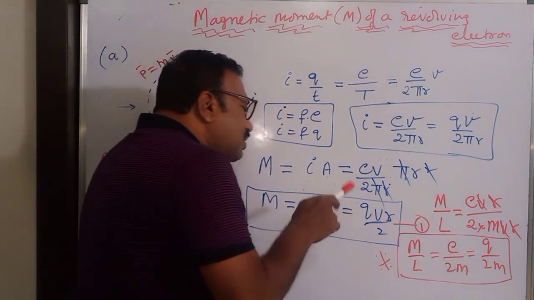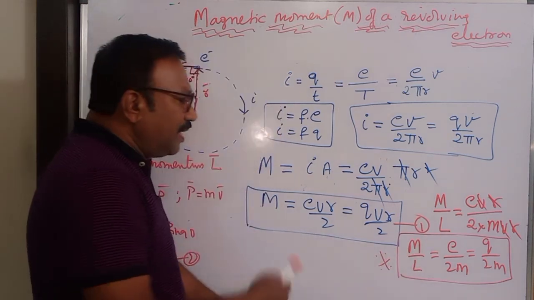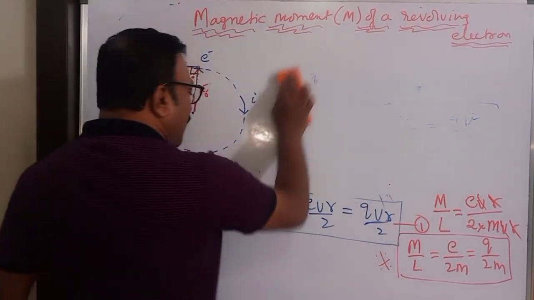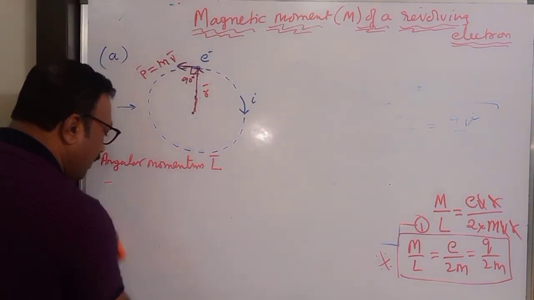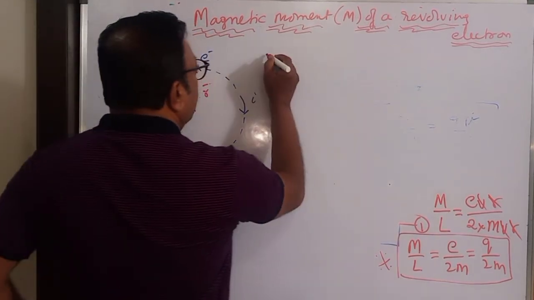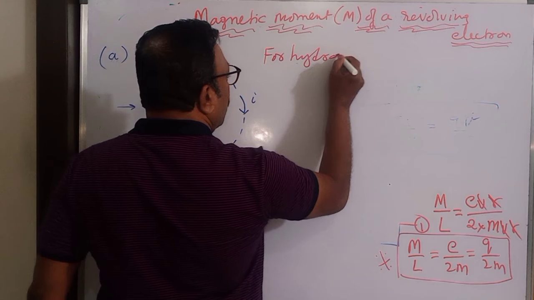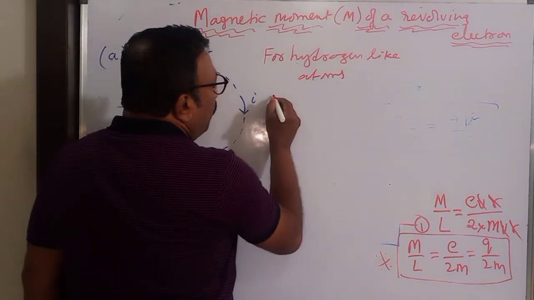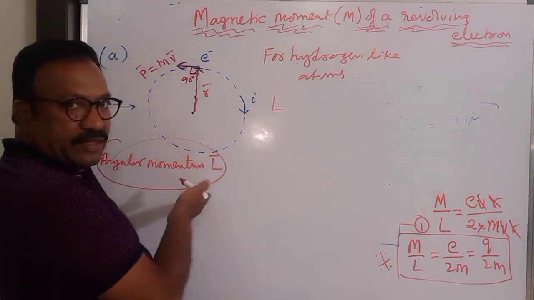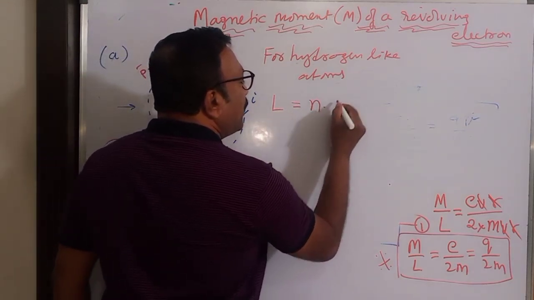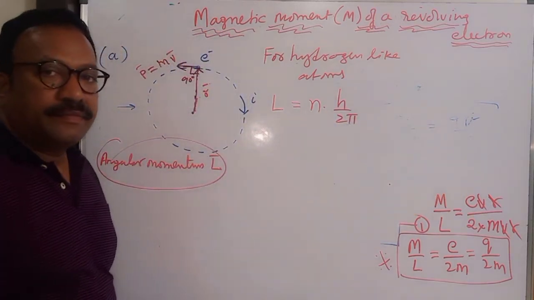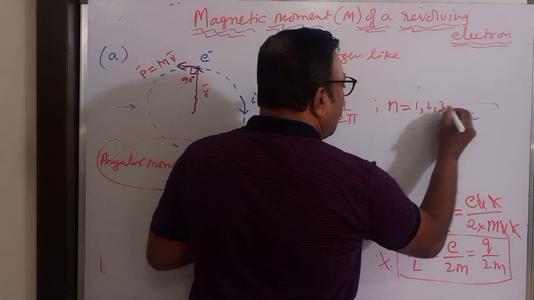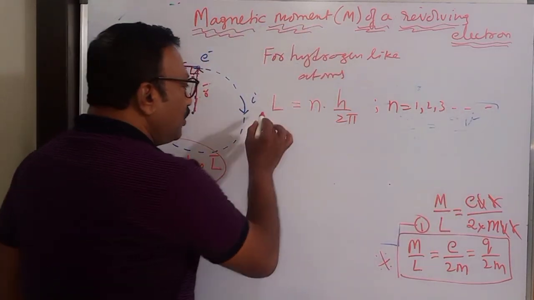I want to apply Bohr's theory here regarding the angular momentum of the electron and check what happens in this case. Now if I take Bohr's theory for hydrogen-like atoms, the angular momentum of the electron is equal to an integral multiple of h by 2 pi. N is equal to 1, 2, 3. H is Planck's constant. You know this relation.